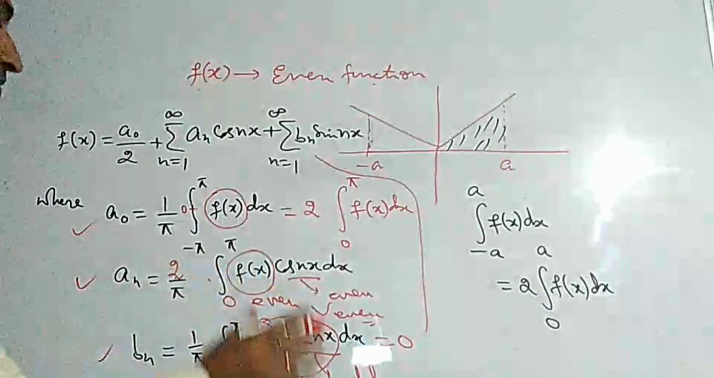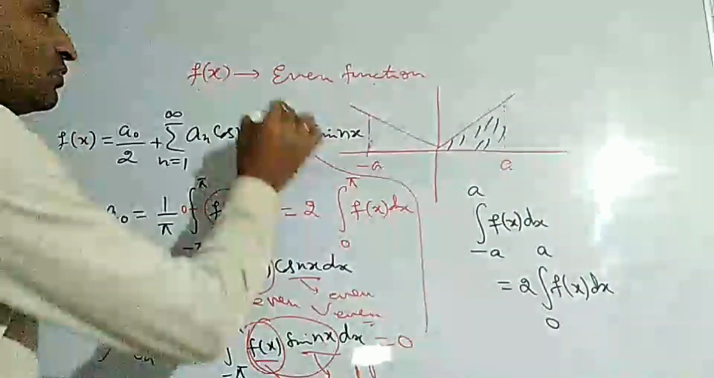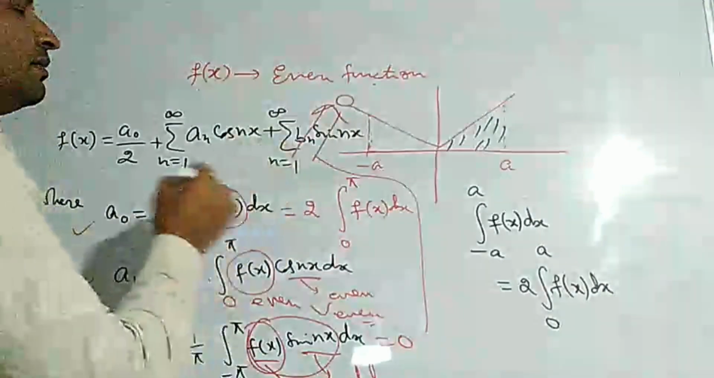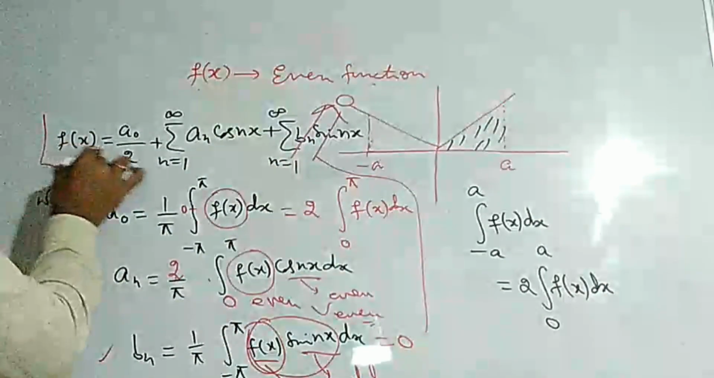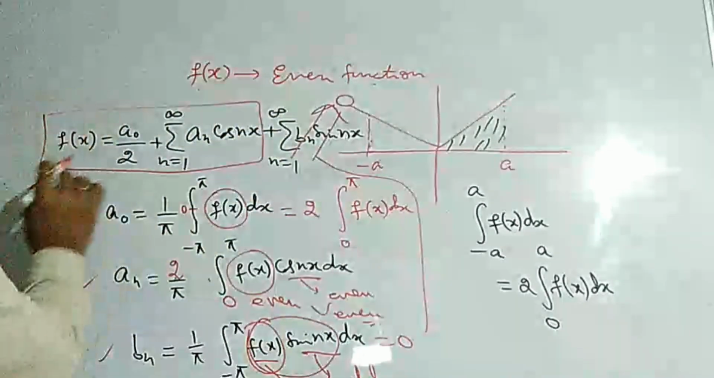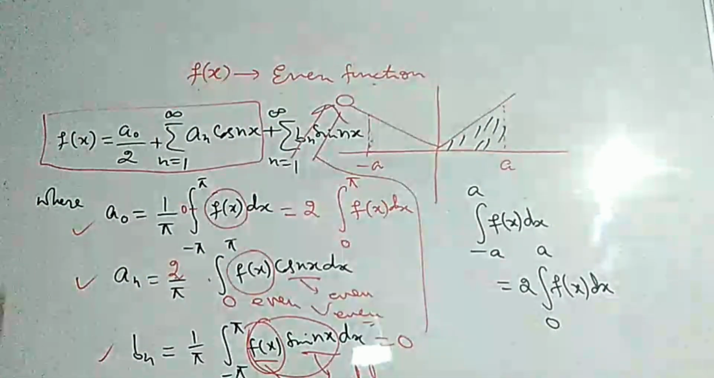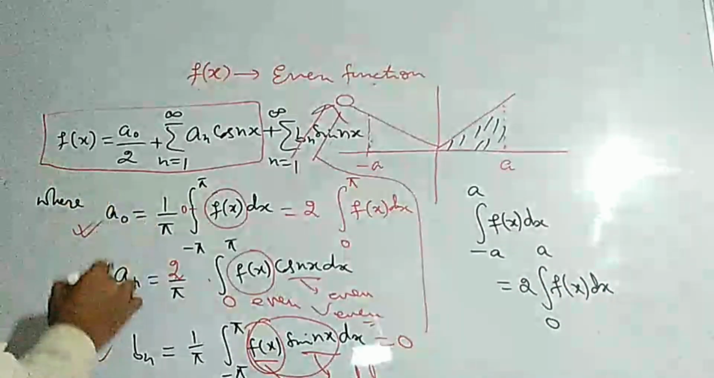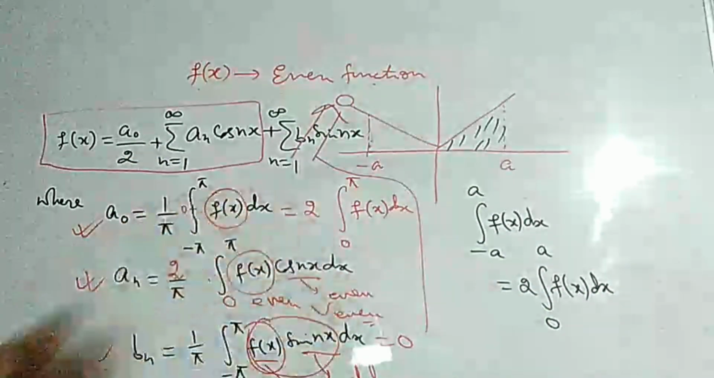So if you put this value in the Fourier series expansion, since bn is 0, this term will be removed from the Fourier series expansion. We are left only with f of x equal to the a naught term, along with the cosine function in terms of an infinite series. Here you will remain only with a naught and an. bn will be equal to 0.